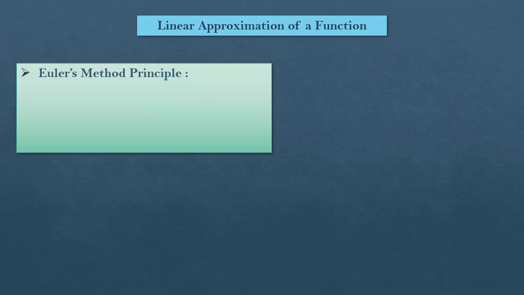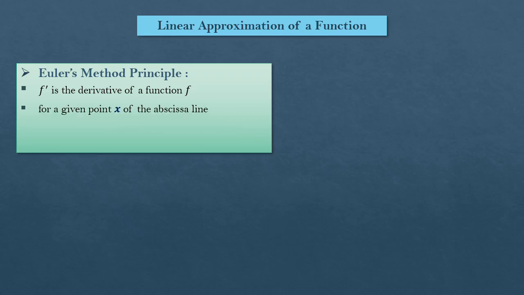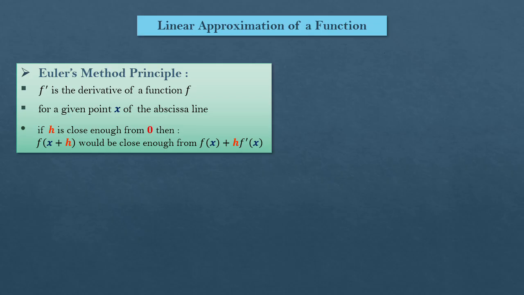So the principle on which this method relies is that if f prime is a derivative of a function f, then for a given point x of the abscissa line, the image of the abscissa x plus h by the function f is close enough to f(x) plus h times f prime of x if the value of h is close enough to 0. To clarify this a little bit, before moving to a geometrical representation, we will say that f(x plus h) is the exact image of the abscissa x plus h by the function f that we want to approach using this method.